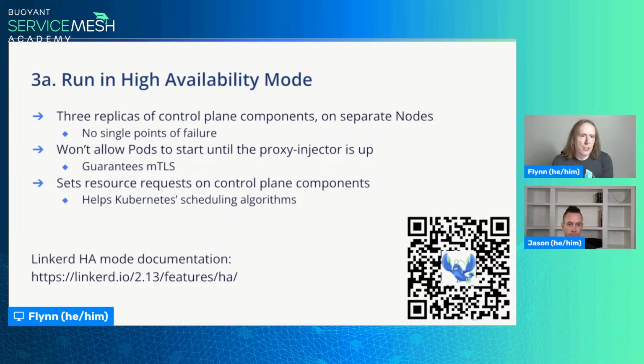And HA mode also makes life a little bit easier on Kubernetes by applying some reasonable resource requests. You may need to change the resource requests, just bear that in mind. Documentation for 2.13 HA mode is down there in 2.13 features HA. You can go check that out. A lot of good information there.